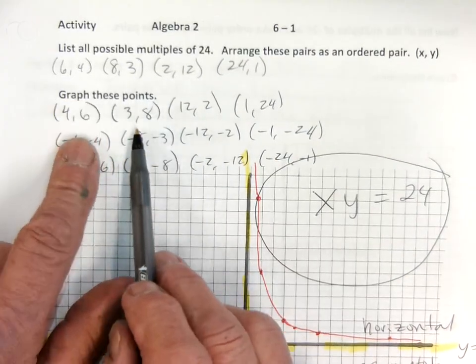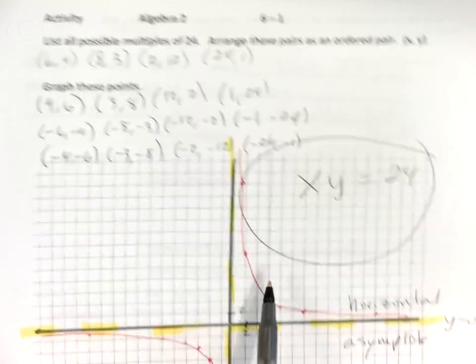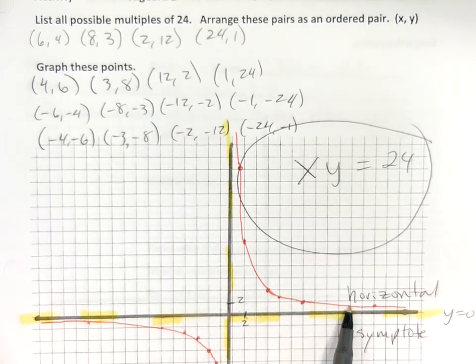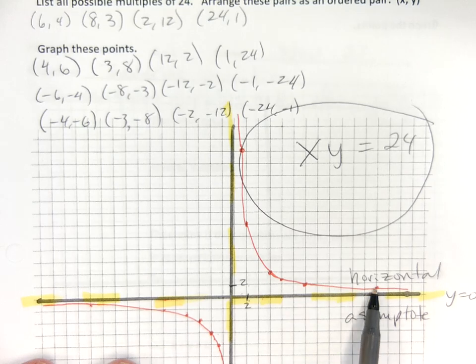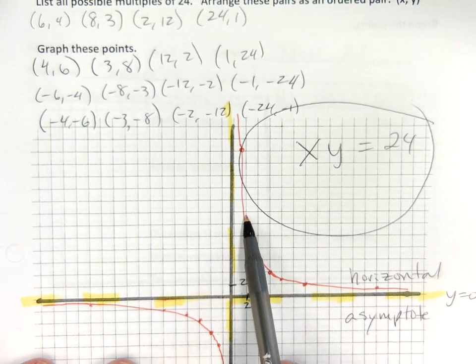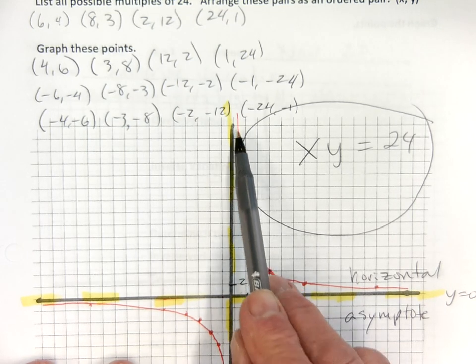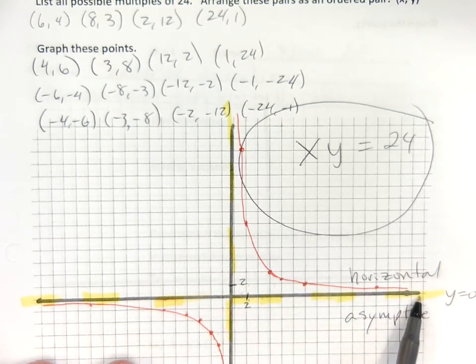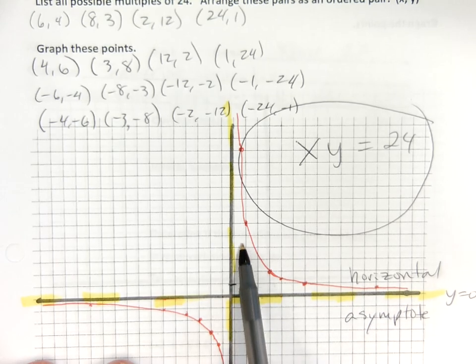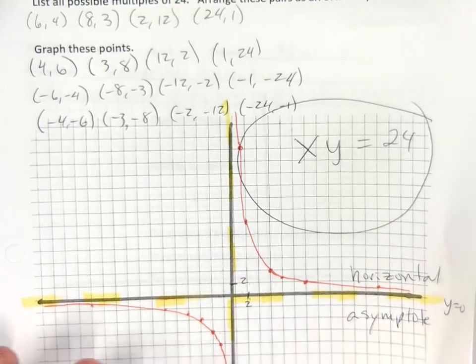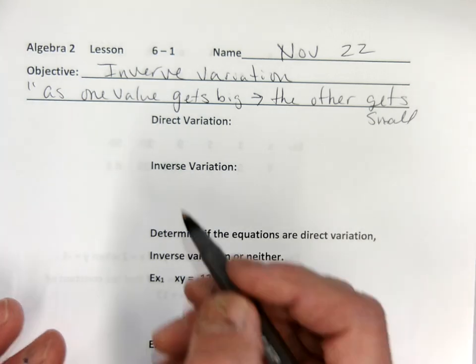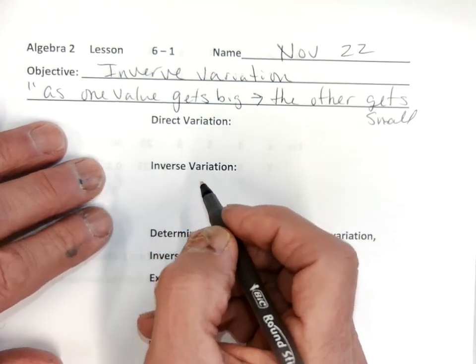Watch this. As the numbers got bigger on the x, the y's got smaller, didn't they? Or as the numbers on the y got bigger, the x's got smaller. See how that works? It's inverse. As one gets big, the other gets small. That's an inverse variation. Now, direct variation is where if one gets big, the other gets big.